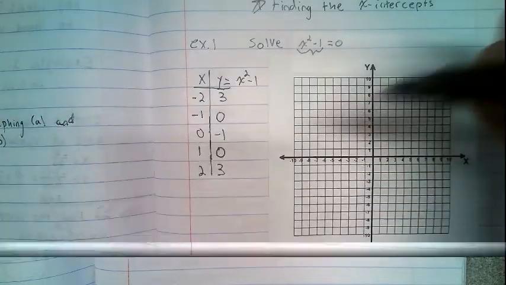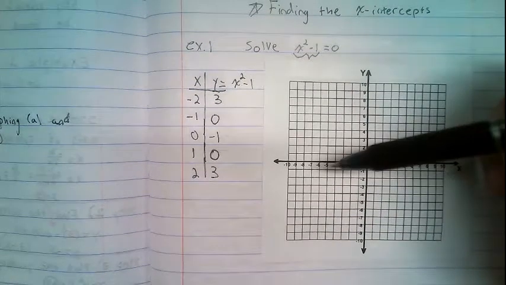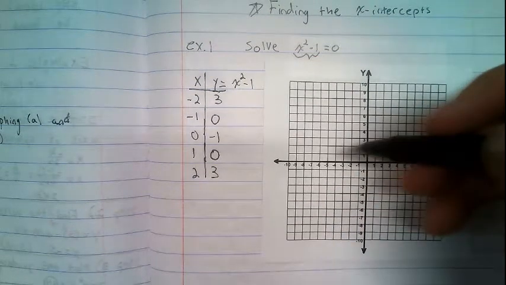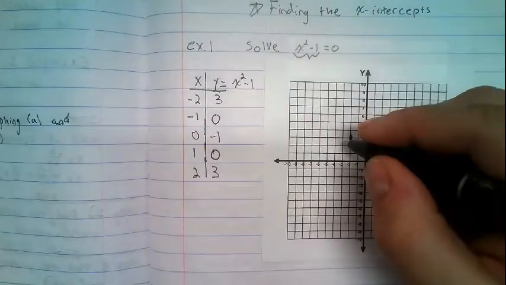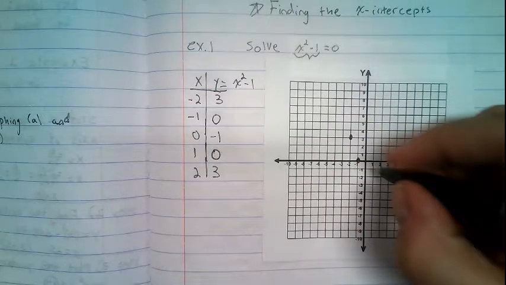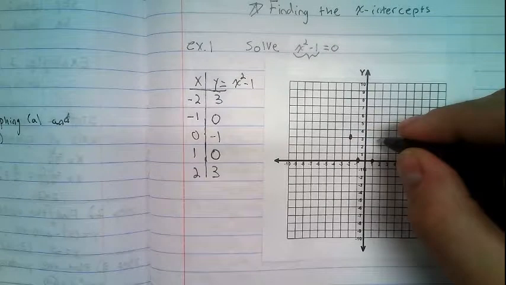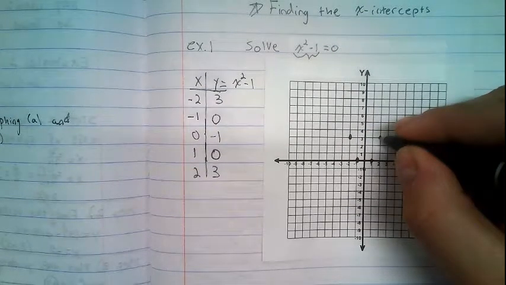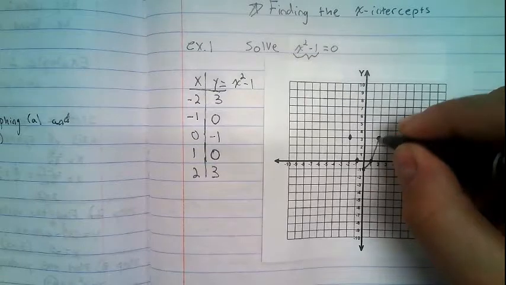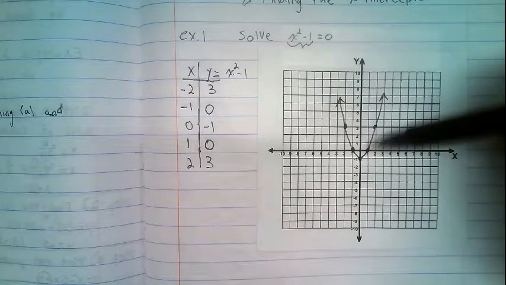Now that I have my coordinate plane, which is part of the resources for this lesson, we're going to plot these points. At negative 2, the function is 3. At negative 1, the function is 0. At 0, it's negative 1. And then, of course, it's symmetrical, so this point here, and then that point there. I can estimate that curve. It's going to go up like that. This whole curve here is x squared minus 1.